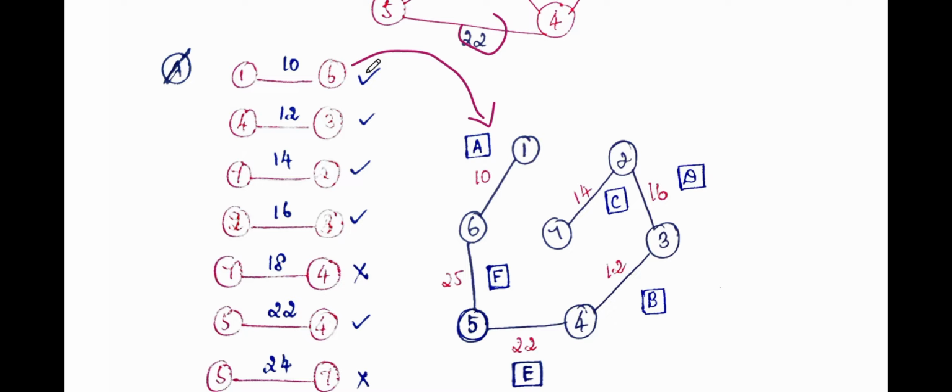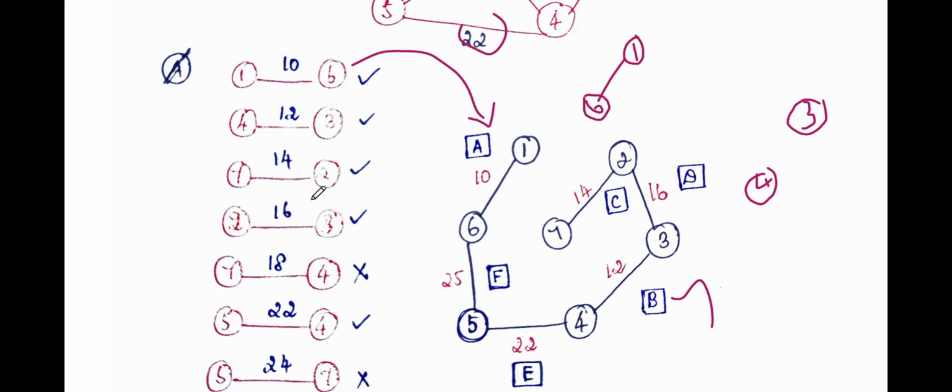Then we add the next smallest edge. What is the next smallest edge? That is 4 to 3. Then add this edge next. This B is the second step. Then add this edge in the graph. Initially we add 1 to 6 because this is the minimum one. Then which one is the minimum weight edge? That is 4 to 3. Then add that in the MST. Okay, this is step number 2.